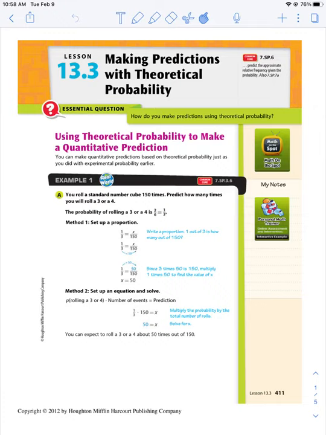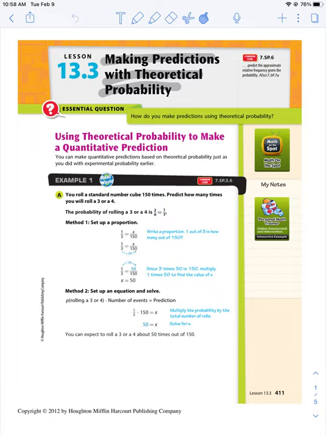Hello, 7th graders, and in our last section of probability, we are going to work on making predictions with theoretical probability. So let's jump right into our first example. You roll a standard number cube 150 times. Predict how many times you will roll a 3 or 4.